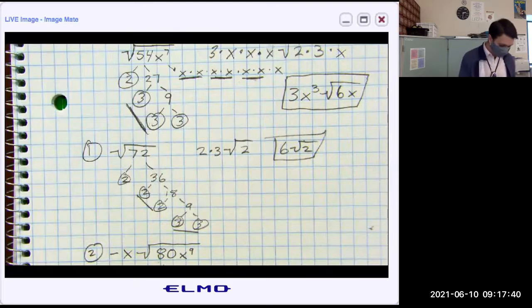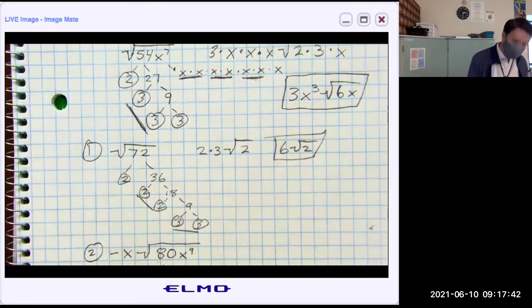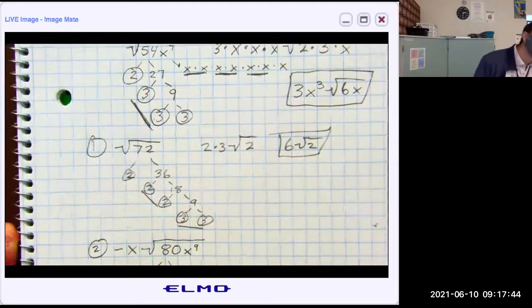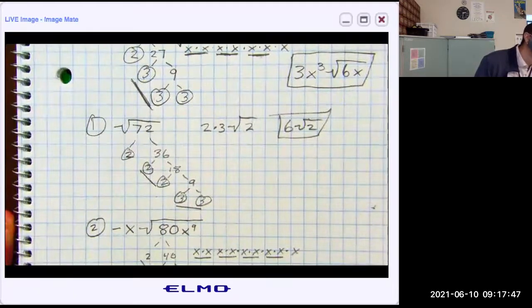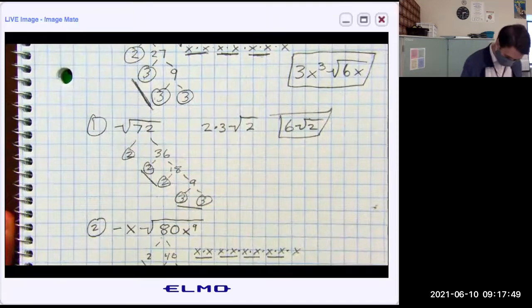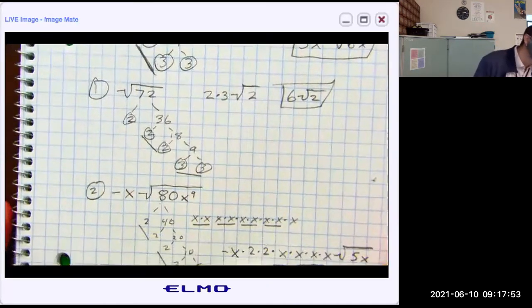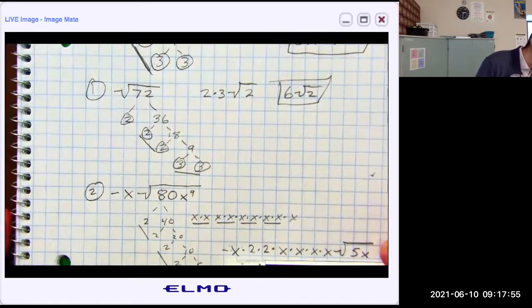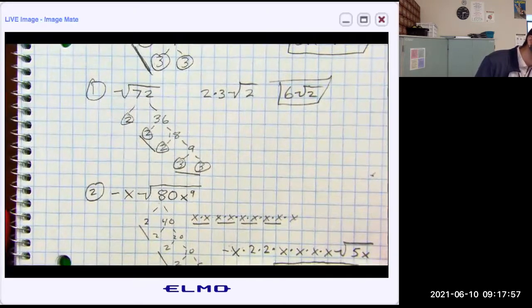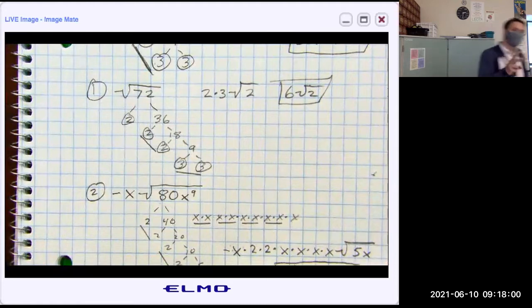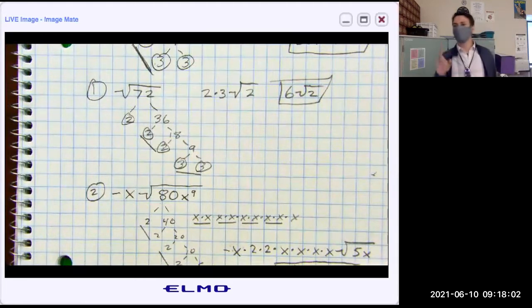All right, let's see if we got the same thing. You break apart the x's. You break apart the 80. And so you end up with something like that, right? You have two 2's on the outside, and then 1, 2, 3, 4 x's on the outside. Don't forget about that negative x that was out there at the beginning though, okay? And then on the inside, you have 5x.